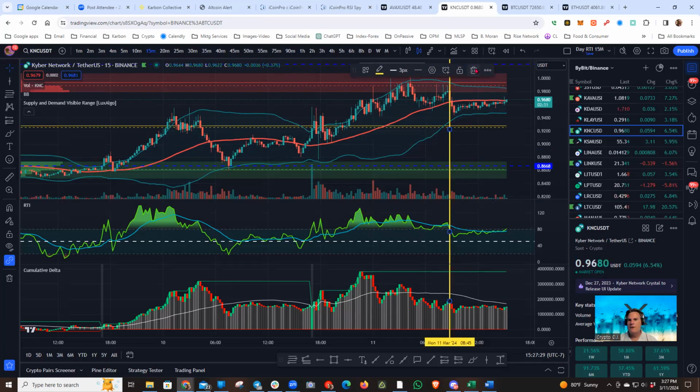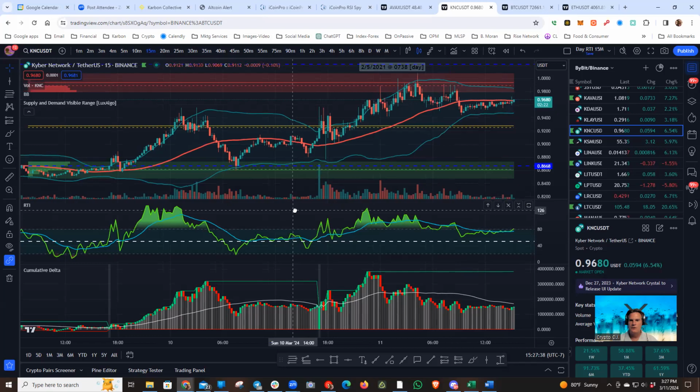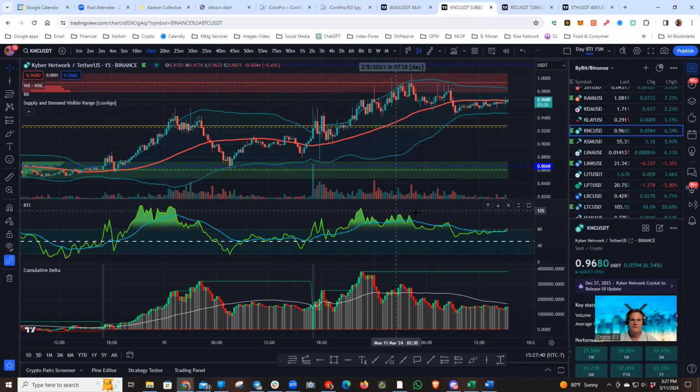So you might want to focus on values that break above the 80 or break above the 50 and trade those. That might be a better approach for something that's staying up in this zone on the 15-minute chart. Any questions on KNC as a day trade?